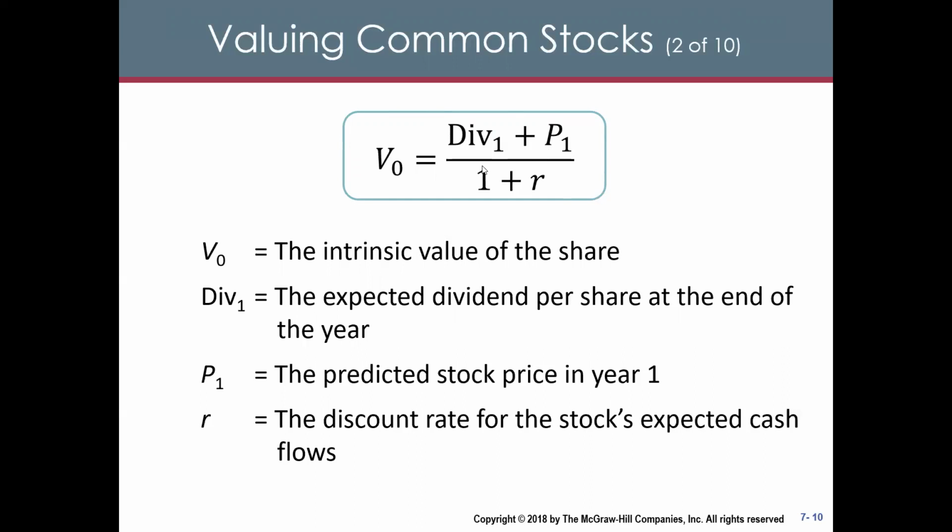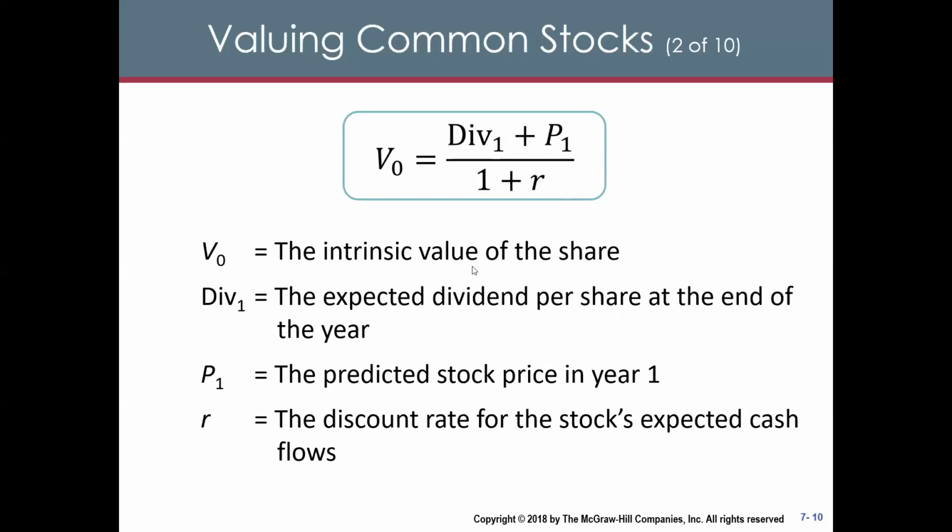To be a fair value for the stock, we expect the future value in year 1 discounted back to today to be equal to the price today. So DIV1 plus P1, the cash flow we receive at the end of year 1, divided by 1 plus R, discounted back to today, shall be today's price V0. This is what the formula says.